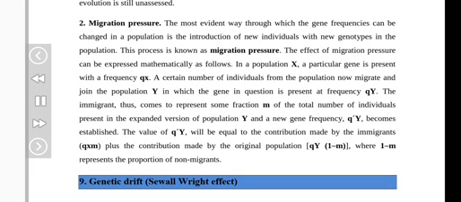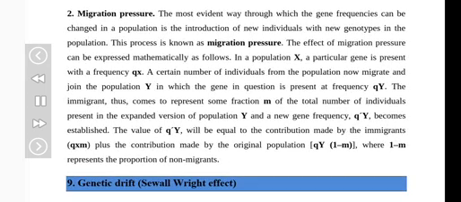The immigrants, thus, come to represent some fraction m of the total number of individuals present in the expanded version of population Y, and a new gene frequency, Qe, becomes established. The value of Qe will be equal to the contribution made by the immigrants, Qxm, plus the contribution made by the original population, Qy(1-m), where 1-m represents the proportion of non-migrants.